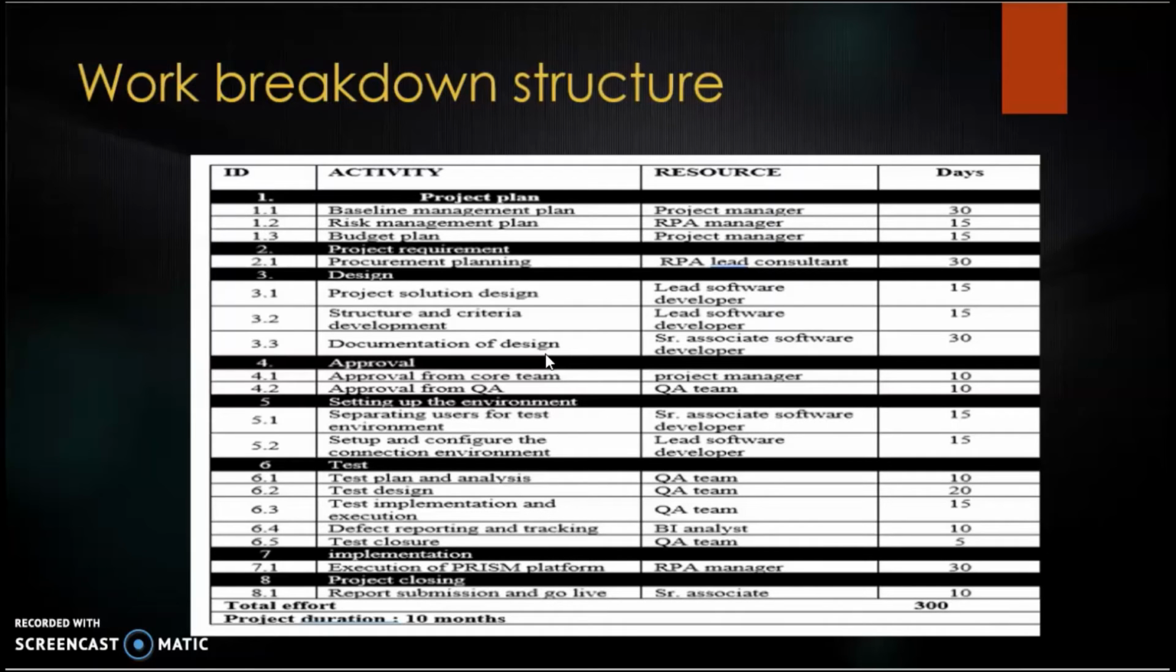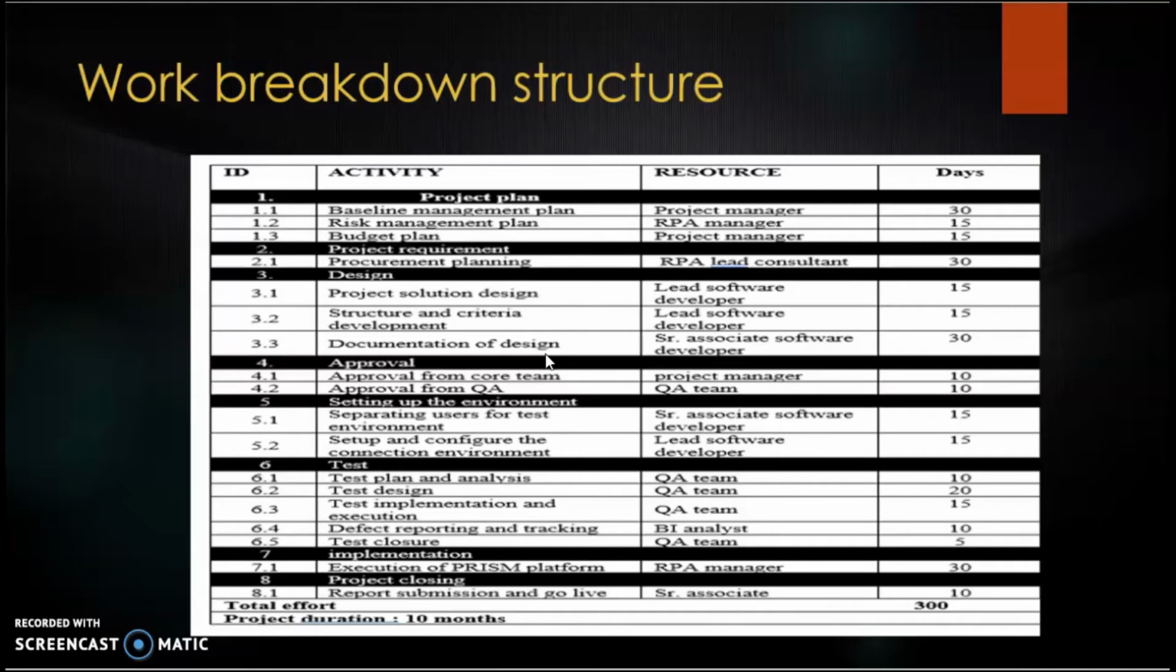The next stage of the project is the approval stage. We have to get the approval from the team and also the approval from the QA. The approval from the core team should be given by the project manager, and we have given almost 10 days to get the approval from him. And the next is to get the approval from the QA team, and the maximum time period to get the approval from the QA team is 10 days.